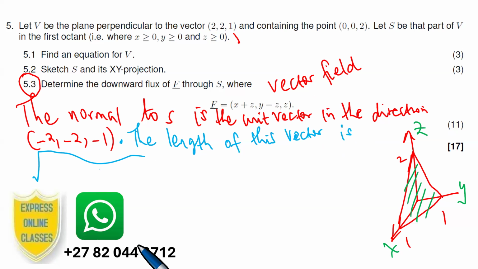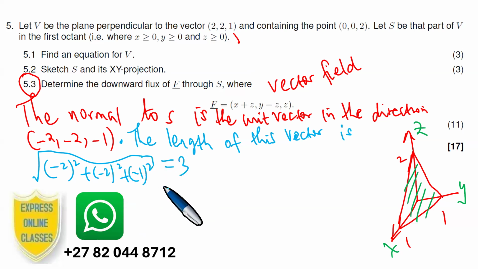Right, it is the unit vector in the opposite direction to this, because this is 2 2 1, and therefore the normal to S is the unit vector in the opposite direction. Opposite to 2 2 1, you multiply 2 2 1 by negative, and then you have this one. So the normal vector becomes the following: minus 2, minus 2, minus 1. Take its magnitude, the square root of 4 plus 4 plus 1, and you get 3.